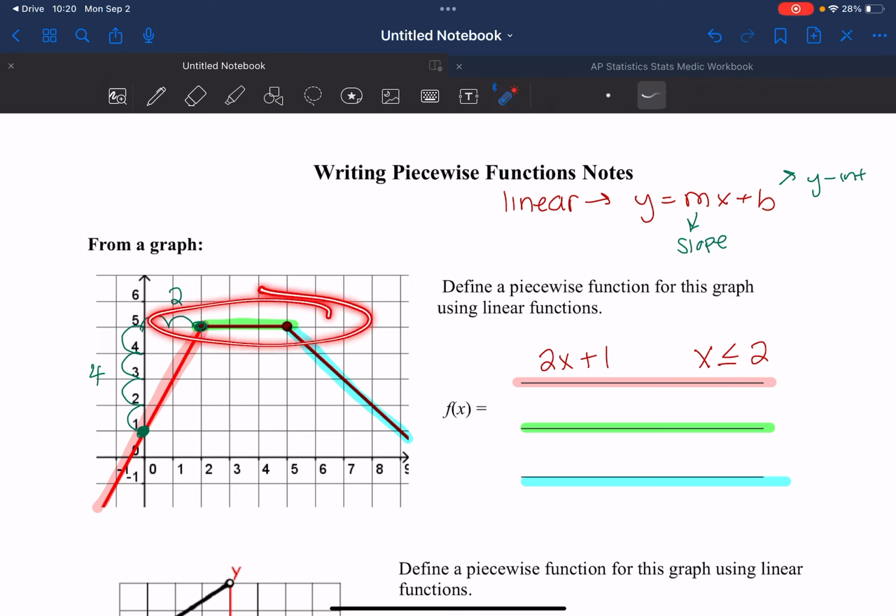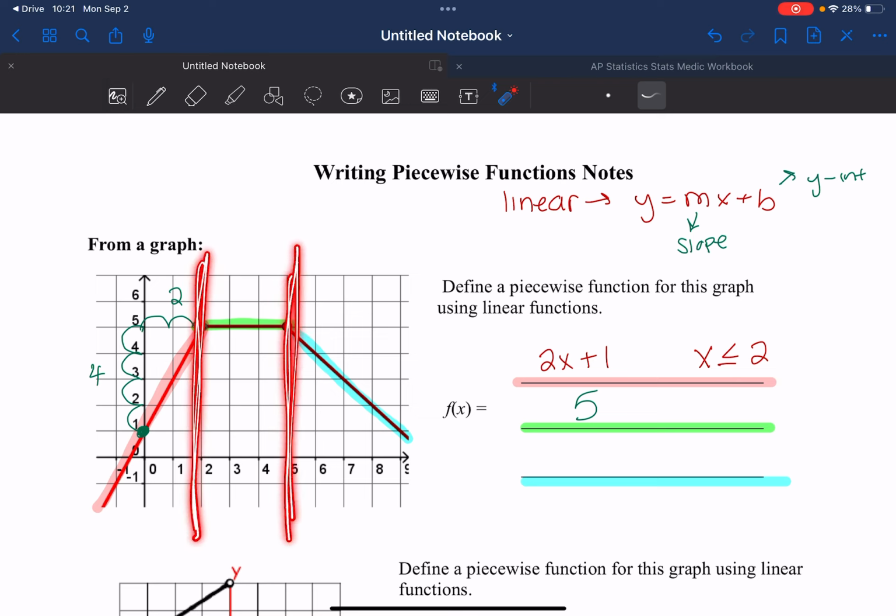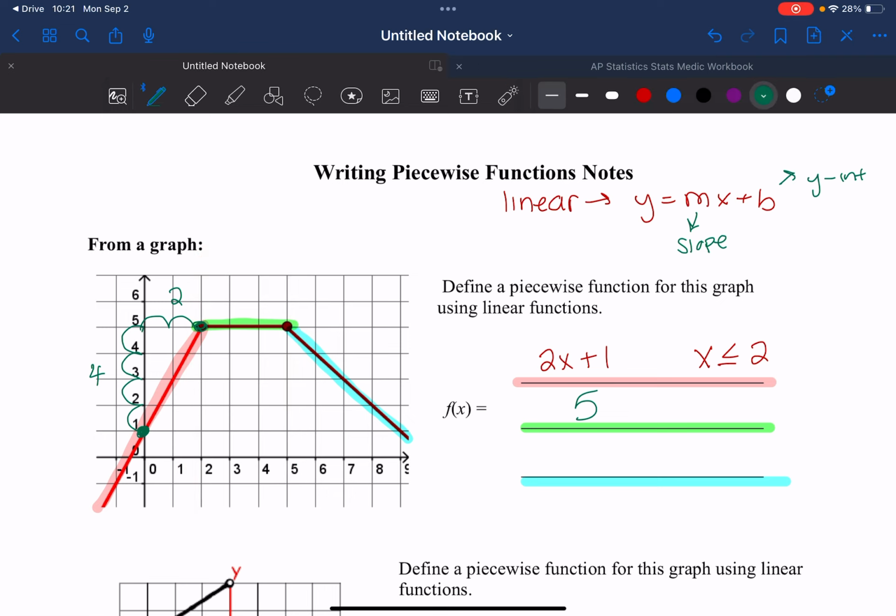This function here is a constant function, which means we're just going to have a number. And notice if we were to continue this all the way across, that function goes through the number 5. So we are just going to write 5. Okay, and then we look at our restriction. So right here, it looks like it starts at 2 and ends at 5. Okay, so I am going to write 2 less than x less than 5.